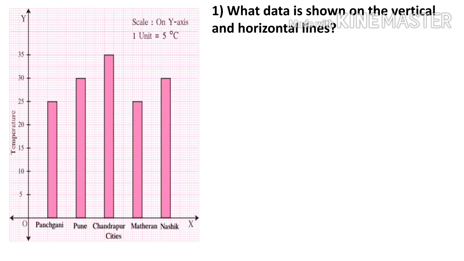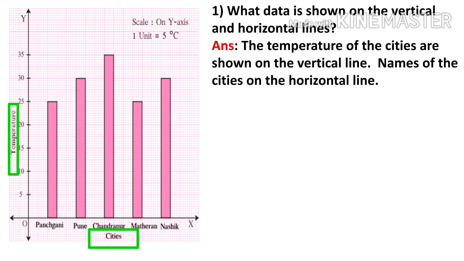The first question is: what data is shown on the vertical and horizontal lines? On the vertical line we can see the temperature of the cities, and on the horizontal line we can see the names of the cities. So the temperature of the cities is shown on the vertical line, and the names of the cities on the horizontal line.